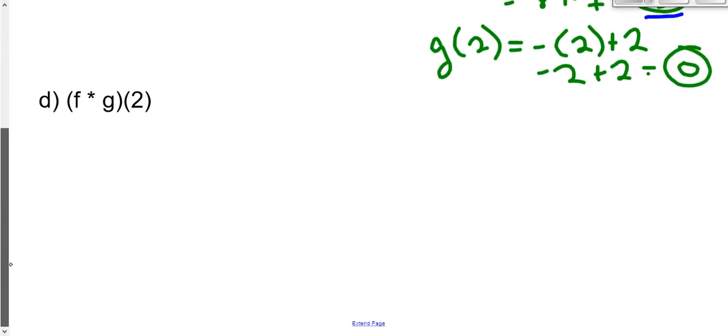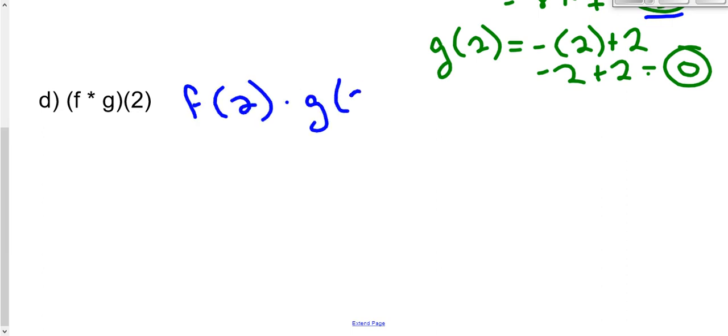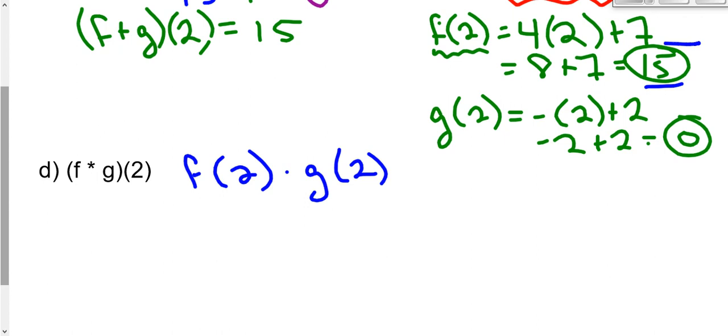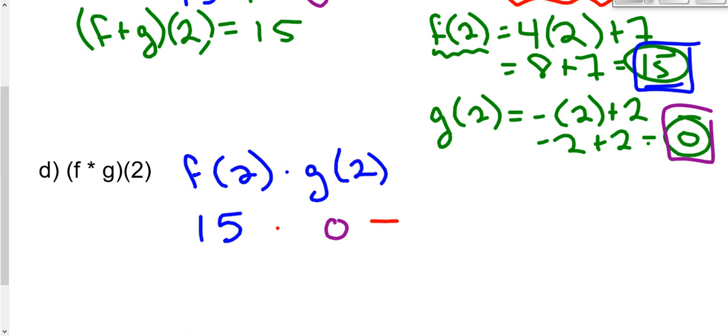F times g of 2. Now this one, we're not going to go through this whole rigmarole again. This means f of 2 times g of 2. And the very first thing I should do is plug in my variables, and I already did right here. There's f of 2, it's 15. Here's g of 2, it's 0. So in order to solve this problem, all I have to do is multiply these together, and I'm done.